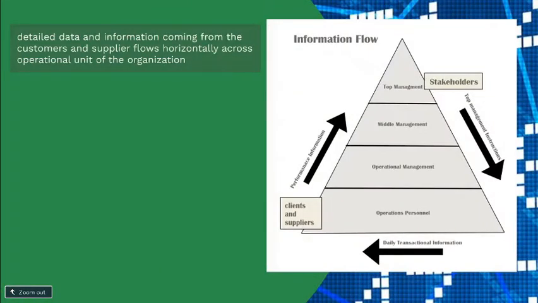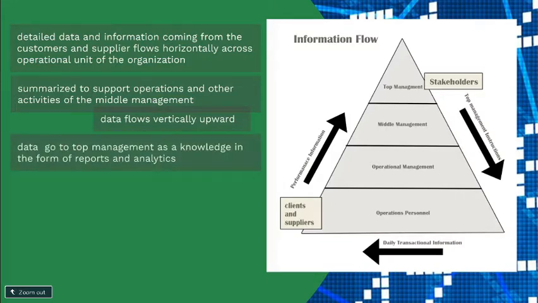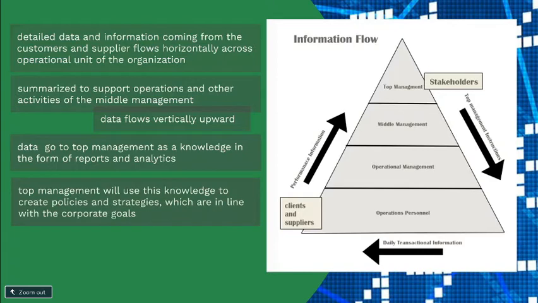The image shows that the detailed data and information coming from the customers and suppliers flows horizontally across operational units of the organization. These transactional data will be summarized to support operations and other activities of the middle management. This data flows vertically upward. The data goes to the top management as knowledge in the form of reports and analytics. And then the top management will use this knowledge to create policies and strategies which are in line with the corporate goals that will be used by the middle management for daily operations.